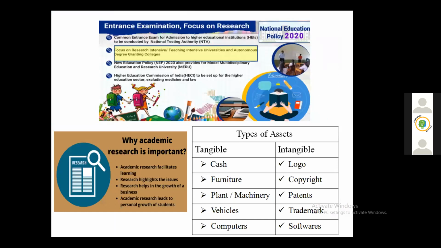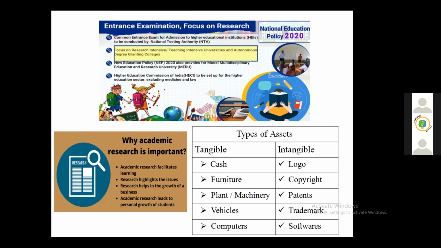Now, we know that there are different types of assets, like tangible assets and intangible assets. Materials like cash, furniture, plant, machinery, vehicles, computers are all tangible things. But there are things which are not tangible, or intangible, like copyright, patents, publication. So how that can be protected is also an important aspect. So once you go for a publication, you should have in mind that you are going to protect an intangible material.